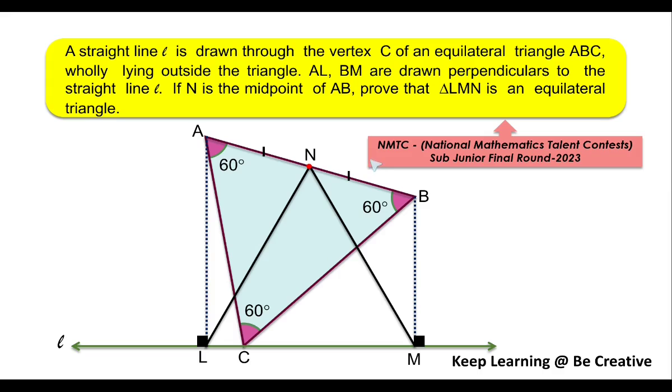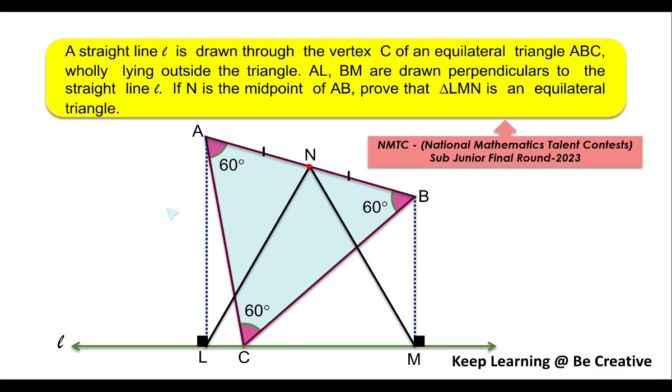In this video, we are going to discuss a problem from NMTC Sub-Junior Level Final Round 2023. The problem says a straight line L is drawn through the vertex C of an equilateral triangle ABC, wholly lying outside the triangle. AL and BM are drawn perpendicular to the straight line L. If N is the midpoint of AB, prove that triangle LMN is an equilateral triangle.